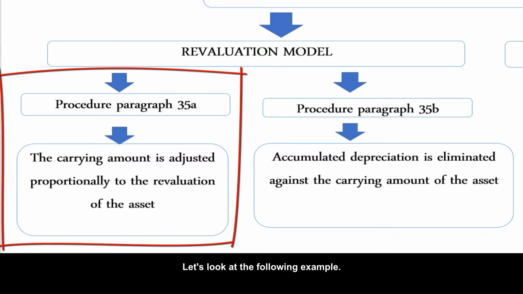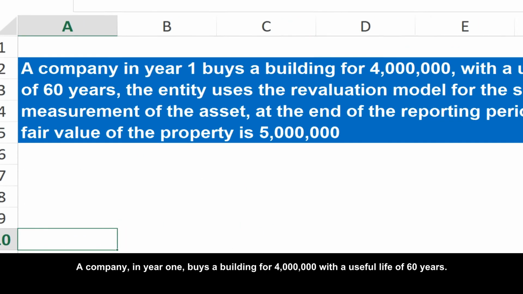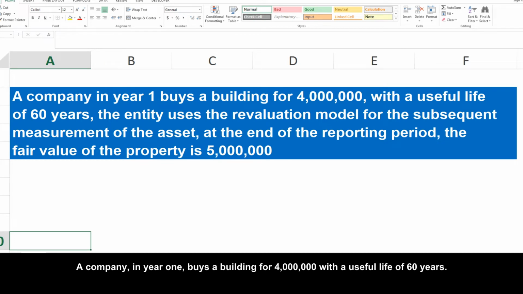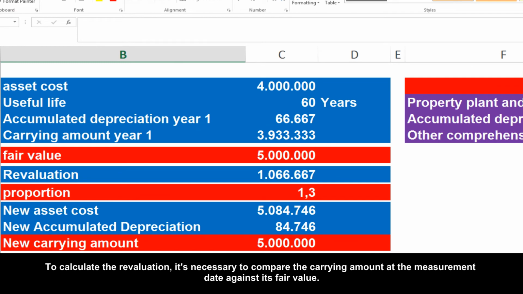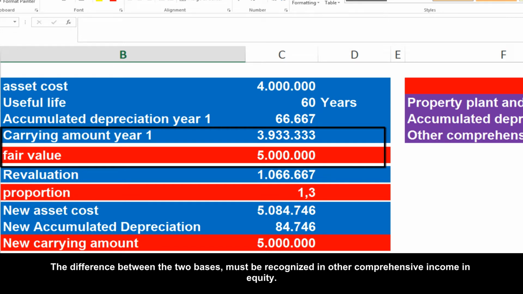Let's look at the following example. A company, in year 1, buys a building for $4 million with a useful life of 60 years. The entity uses the revaluation model for the subsequent measurement of the asset. At the end of the reporting period, the fair value of the property is $5 million. To calculate the revaluation, it's necessary to compare the carrying amount at the measurement date against its fair value. The difference between the two bases must be recognized in other comprehensive income in equity.